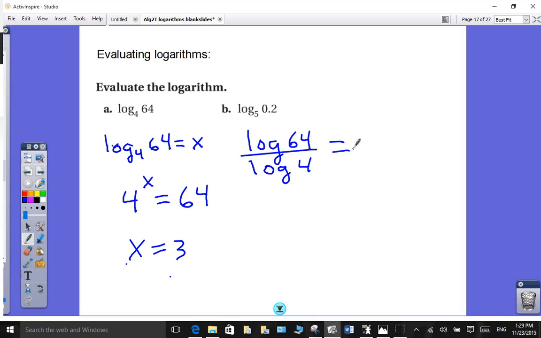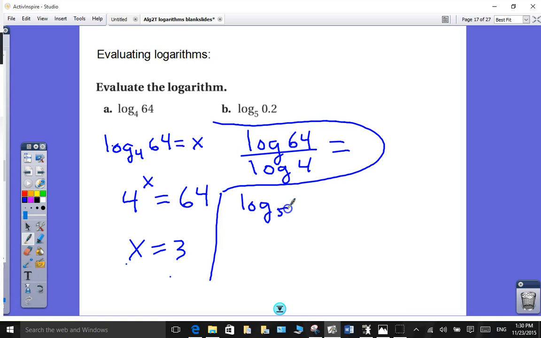Okay, how about we do log base 5 of 0.2? Again, if you use the change of base formula, this one would be log of 0.2 divided by log of 5. See what you get. If I try to solve it like I did the other one, it would look like this. Log base 5 of 0.2 equals x. 5 to the x equals 0.2.